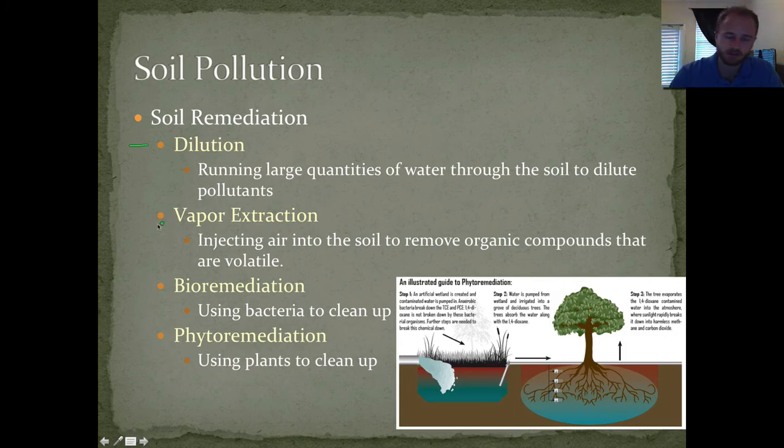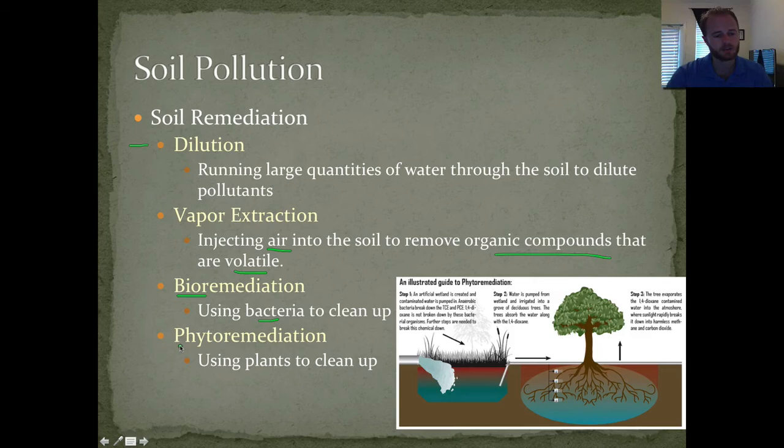Vapor extraction. Now this one's a little new to me as well. It's injecting air into the soil to remove organic compounds that might be volatile. So they pump in air, gets out the volatile compounds. There's that way. Bioremediation, what do you think that is? What's bio mean? It means life. Remediation means clean up. So it's using bacteria to clean up an issue.